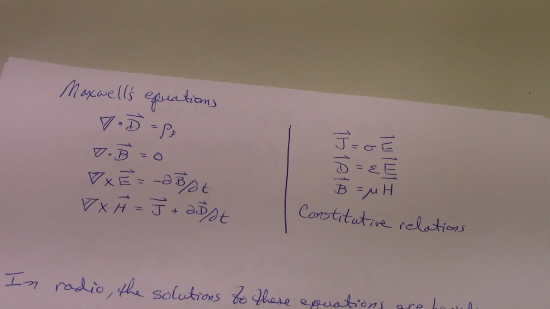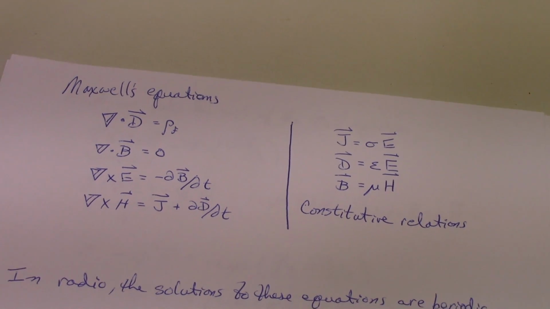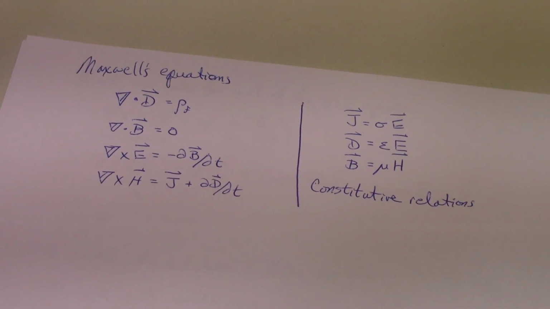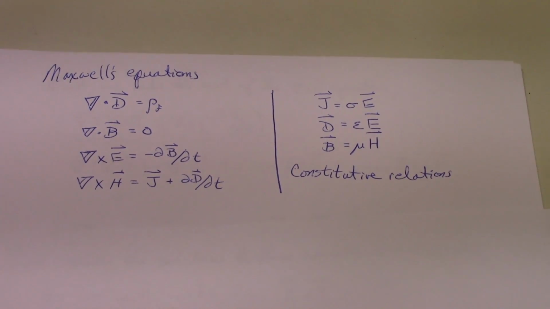Maxwell in the 1860s proposed a set of differential equations that turn out to describe an enormous range of phenomena related to electricity and magnetism. So here are Maxwell's equations in the modern vector calculus notation. And they read as follows.